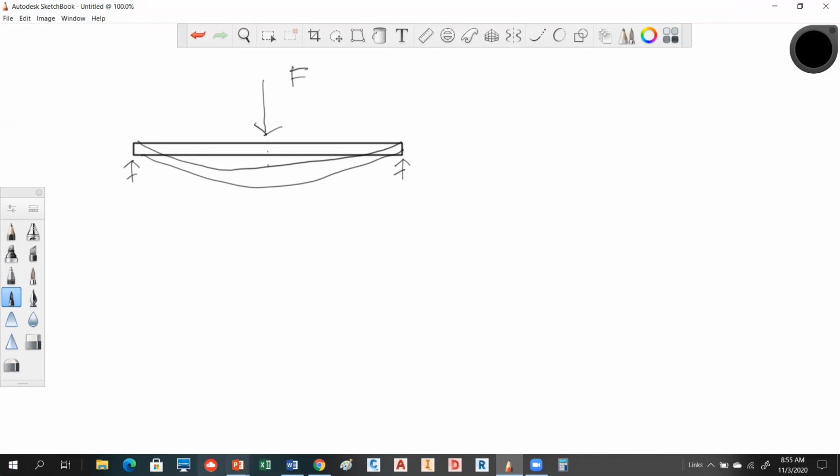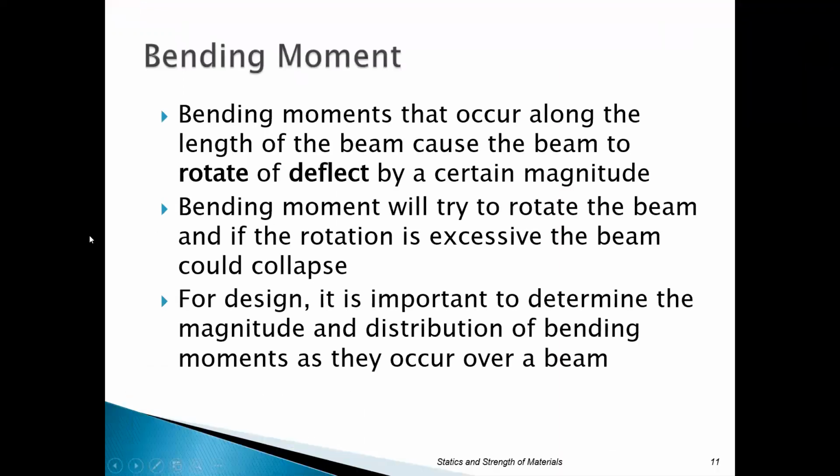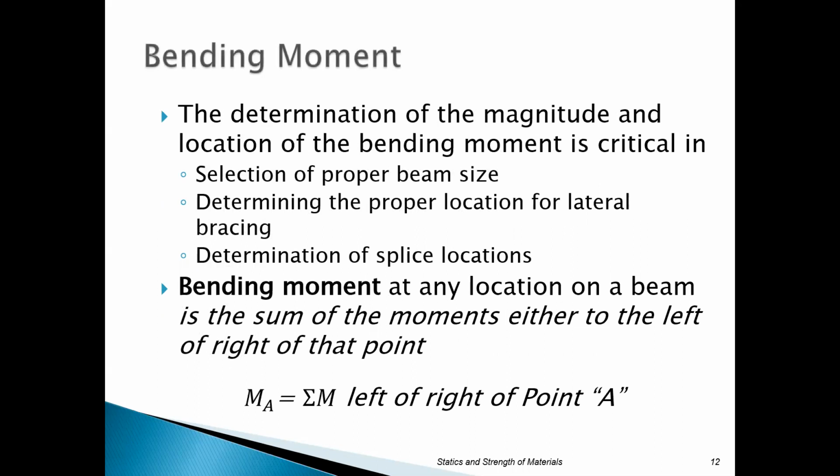We're looking at that concept of that deflection, that rotation. So that bending moment's going to try to rotate that beam, and if it's too much, then it could collapse. So from a design standpoint, it's important to determine magnitudes and the distribution of the bending. And what we're really looking for typically on bending moment is the maximum point of moment or the minimum point, but maximums are more important because that's going to be where your design concepts kick in, okay? So to determine that magnitude and the location, that's critical because you need that to properly size a beam.